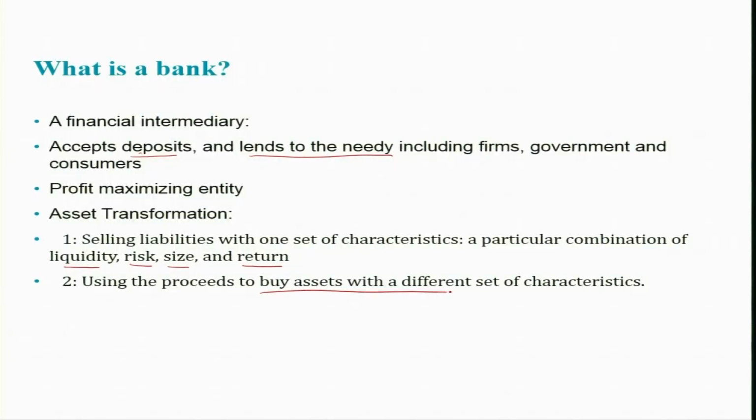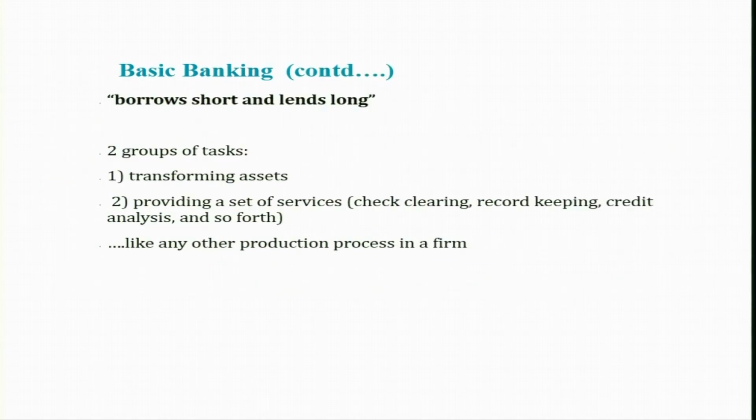So what the bank is doing here is engaging in the process of asset transformation, using these proceeds to buy assets with a different set of characteristics. This is one of the important functions of a bank. In this process, a bank engages in an activity called borrowing short and lending long. Borrowing short means deposits, where the time deposit may be for 1 year at most, but banks lend for the long term, that is for 5 years, 10 years, like that.